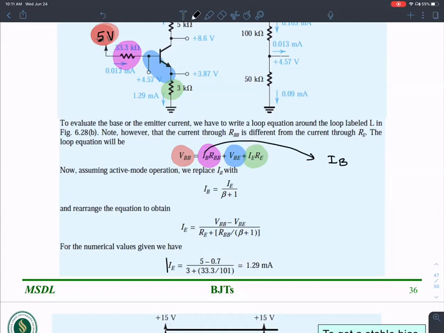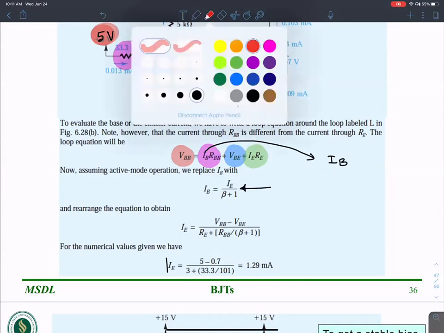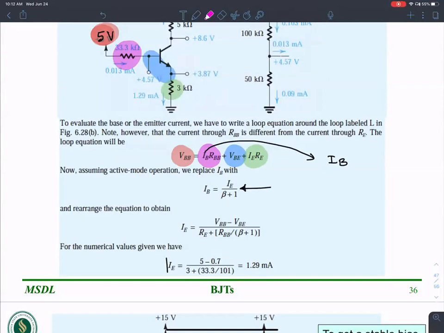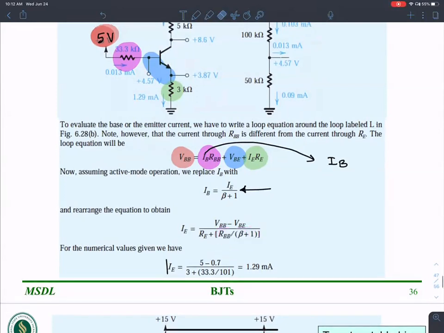So all I have done is to replace IB. I don't want two unknowns. I want to eliminate IB and express it in terms of IE. So wherever I find IB, I'm going to replace it with IE by beta plus 1. So RBB by beta plus 1 is there because I have factored out IE. So RBB times IB is RBB by beta plus 1 times IE.